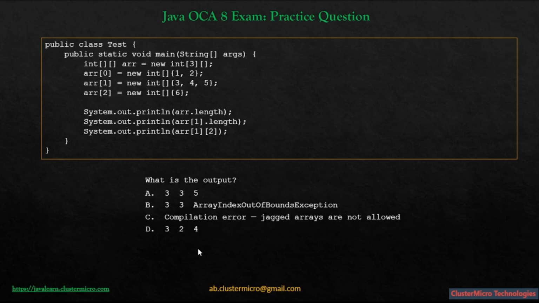The answer is 3, 3, 5. arr.length is equal to 3, so there are 3 rows. Then arr[1].length is equal to 3 again, because row 1 has 3 elements: 3, 4 and 5. And arr[1][2] is the third element of row 1, which is equal to 5. So that is the answer: 3, 3 and 5, answer A.